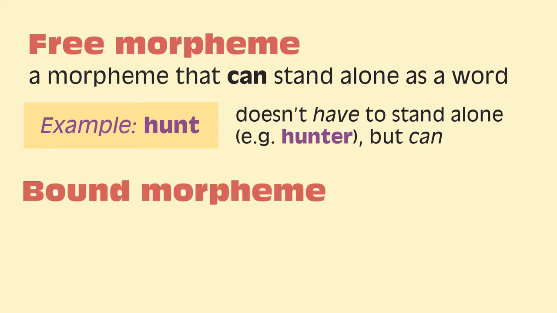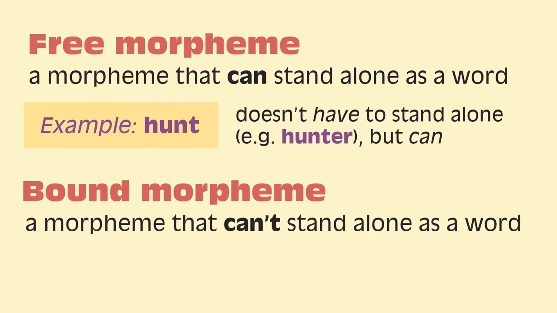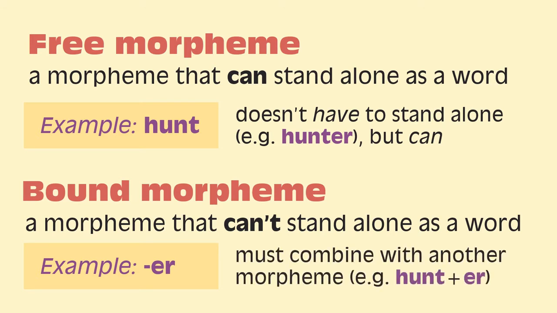A bound morpheme, in contrast, is a morpheme that can't stand on its own as a word. An example of a bound morpheme is -er. This morpheme can't be a word on its own. It needs to combine with another morpheme, as in the word hunter, where -er combines with hunt.